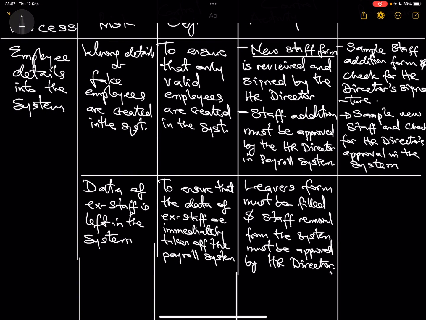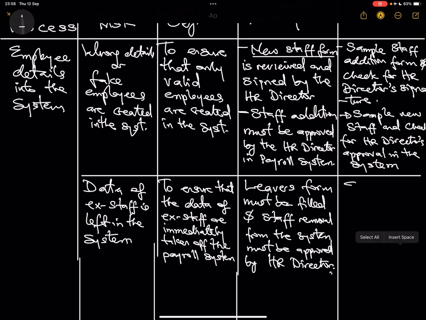Right. So by the time the guy has filled the form that he has left, then maybe a manager or a payroll officer can go into the system, initiate deletion of the data, however, must not be able to do it until the HR director approves it. So once the HR director approves on the system, it leaves the payroll system. Yeah, and this is easy for auditors to test. All they need to do is to pick samples of leavers form and go into the system to be sure that the data has been removed and the removal was also approved by the HR director.